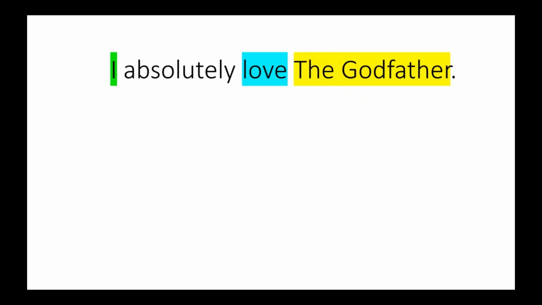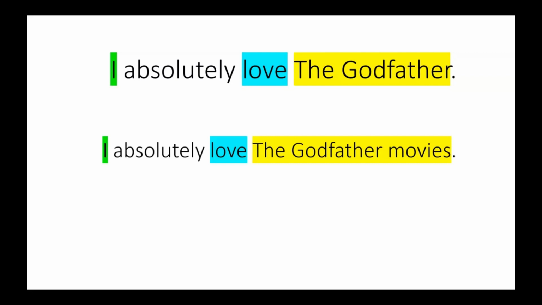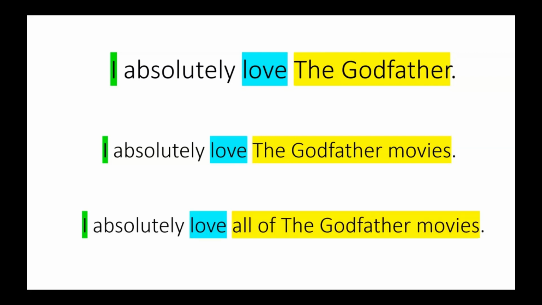Not every sentence has an object, but in this case we can ask, what does the subject love? What do I love? The Godfather. It's the object. I absolutely love the Godfather movies. But here it's plural, right? It's still the object. The whole phrase, the Godfather movies, is the object. What do I love? The Godfather movies. And here as well, all of the Godfather movies, right? That's still the object. It's just answering that question of what do I love?